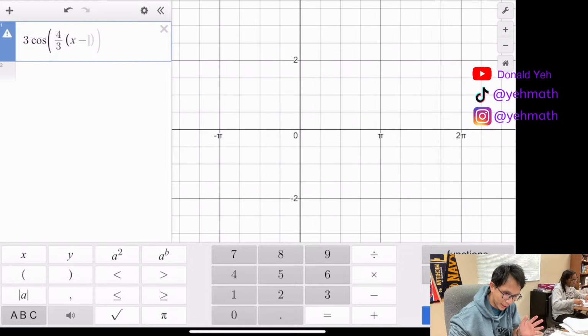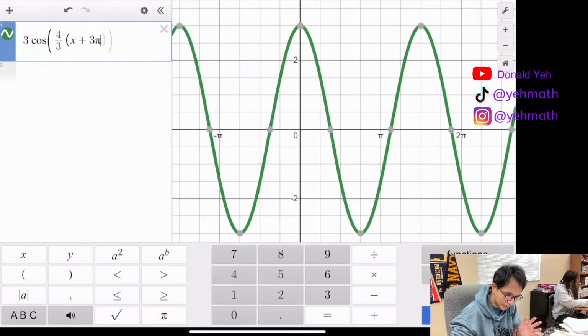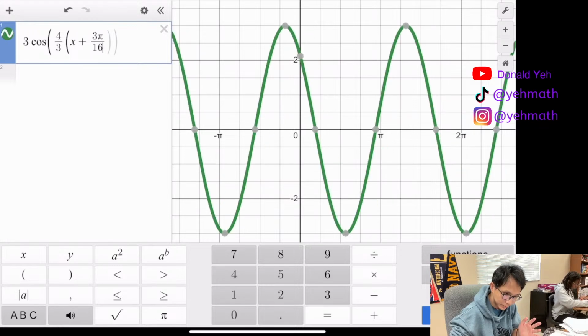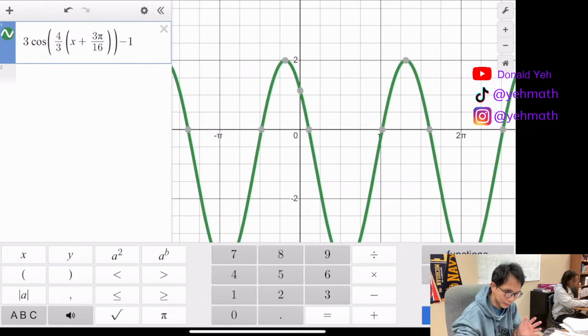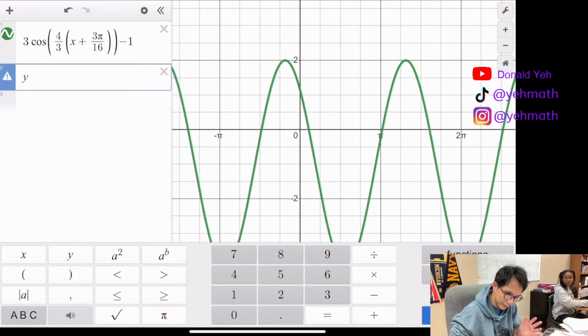And then x minus what? Or x plus? No, x plus 3 pi over 16. You didn't go from this to this by adding 6 pi. Okay, so and then minus 1, right? And the graph y equals negative 1.